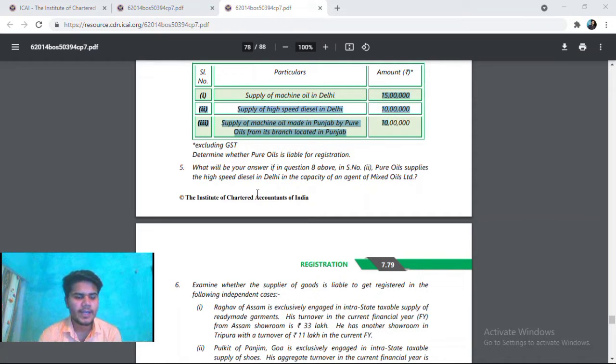Okay, so we know as per section 24, if an agent supplies on behalf of other taxable persons, that is, the agent is making taxable supply on behalf of another taxable person, then the agent is mandatorily required to take registration irrespective of the turnover. But in the given case, the agent supplies high speed diesel, which is a non-taxable supply, so section 24 is not applicable. Hence he is also not liable for taking the registration in question number 5 also. Okay.